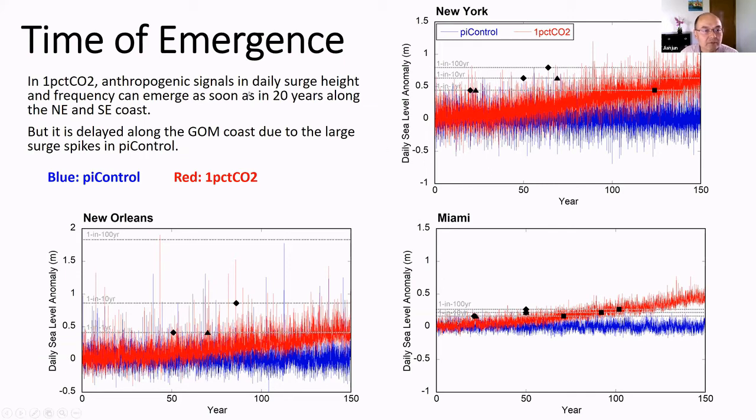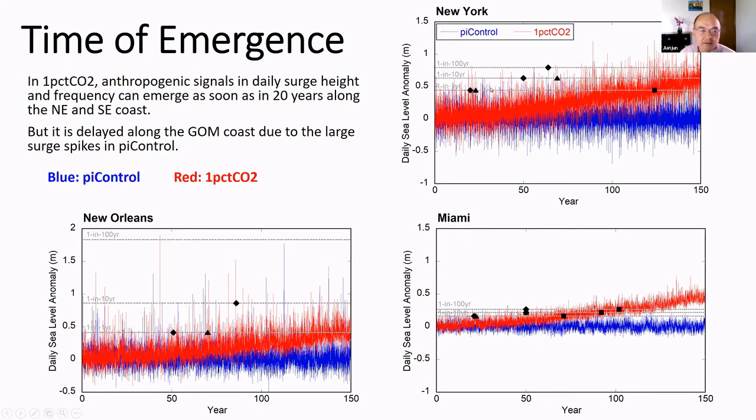So I also plot the time series of the daily sea level anomaly at 3 cities: New York, Miami, and New Orleans. So the blue curve is the control. The red curve is the 1% CO2. So in 1% CO2, the dynamic sea level and global steric sea level rise are included. And also you see the horizontal line. The horizontal line is the return levels, so 1 year, 10 year, and 100 year. And also you see the diamond and the triangle, right?